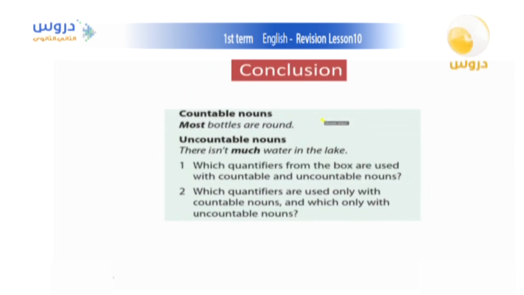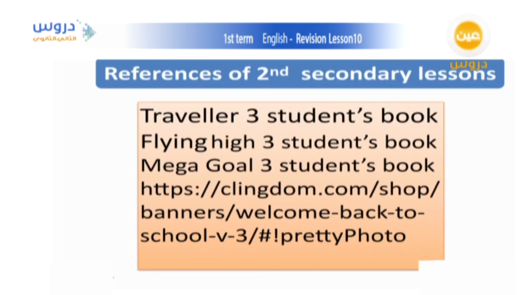So, conclusion, if we remember, countable nouns like most bottles are round, most people like food. Uncountable nouns, there isn't much water, much sugar, okay? So it's always uncountable for much and countable for most. Like there isn't much water in the lake, there isn't much sugar, there isn't much oil, and so on. Now, which quantifier from the books, you know, we answered this. Actually, this should be before, anyway.